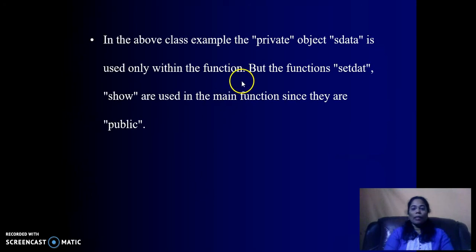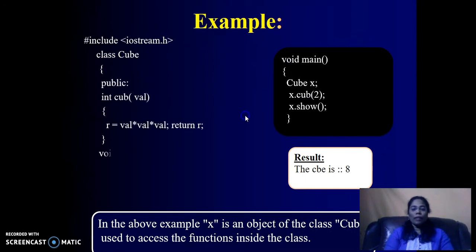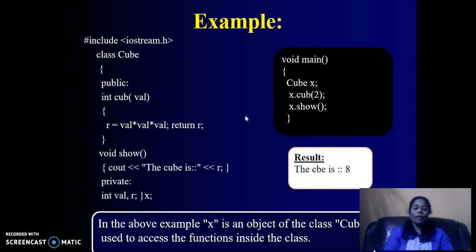In the above class you might have seen whatever variables declared as private and public. Here I've given one more program of the same type with a variable, but the only difference is here I have declared a class cube, and first I have used public. Here you can see I have given private, so it can be in any order, and here under public I have used the function.